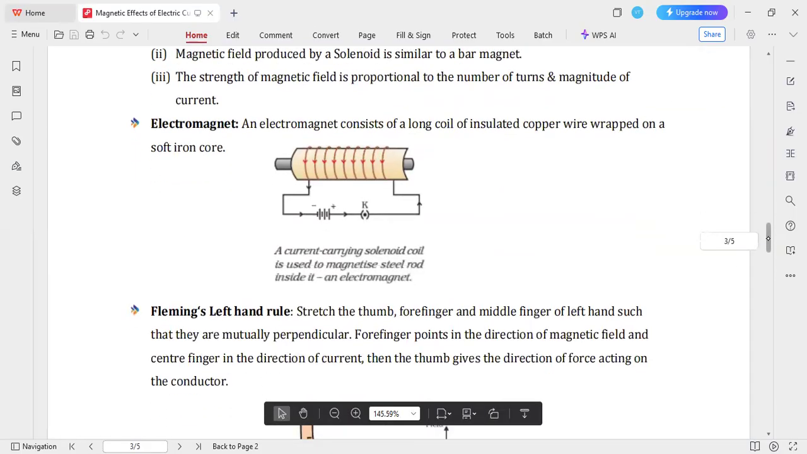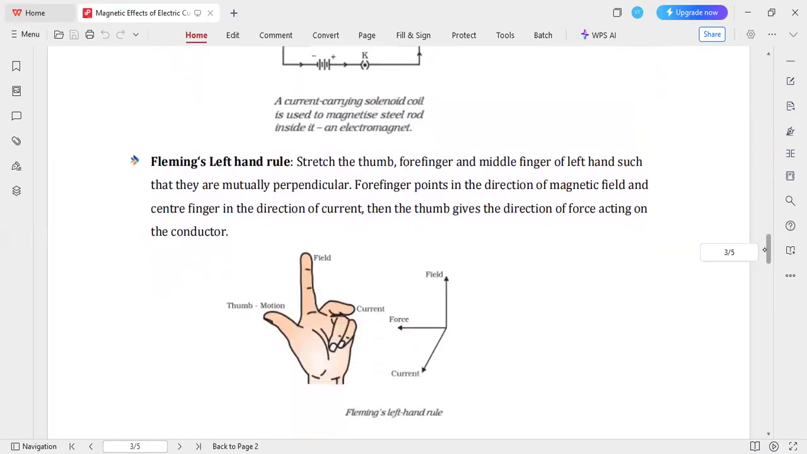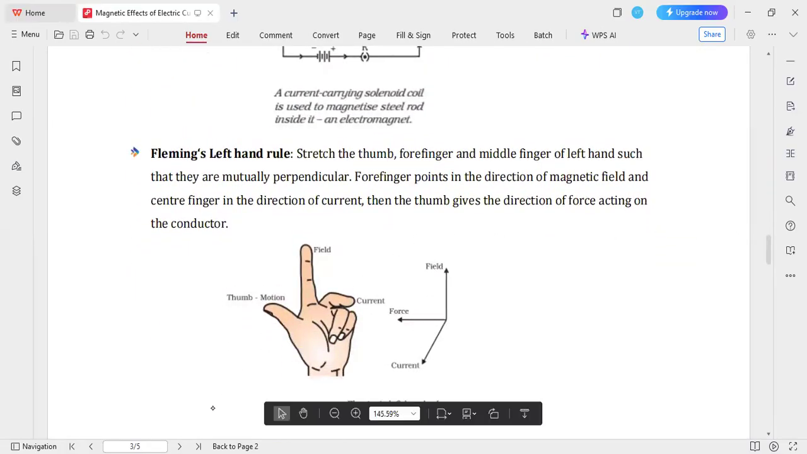You can see, children, to know the direction of force, we use Fleming's left hand rule. Try to understand this rule, very, very important. Sometimes they will ask it for 2 marks. Stretch the left hand. You can see this is the left hand. Stretch the left hand thumb, forefinger and central finger in such a way that they are mutually perpendicular to each other. The forefinger points in the direction of magnetic field and the central finger in the direction of current. Then the thumb gives the direction of force acting on the conductor.